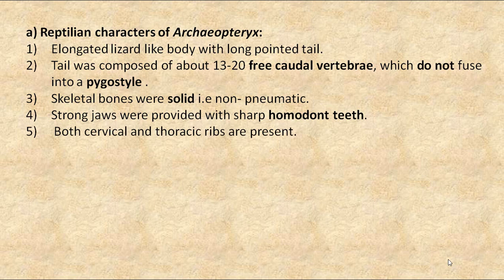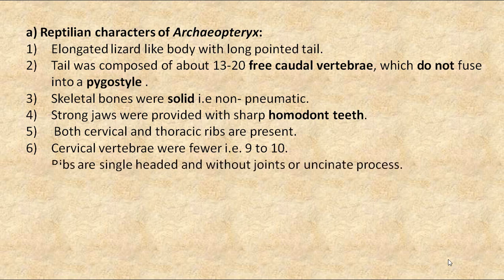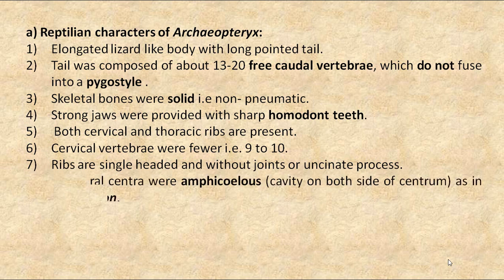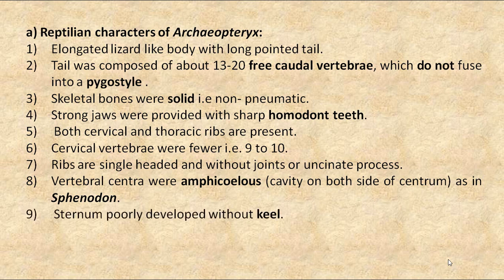Both cervical and thoracic ribs are present. Cervical vertebrae were fewer, that is 9 to 10. Ribs are single-headed and without joints or uncinate process. Vertebral centra were amphicoelous, that is having cavity on both sides of centrum, as in Spinodon. Sternum poorly developed without keel.